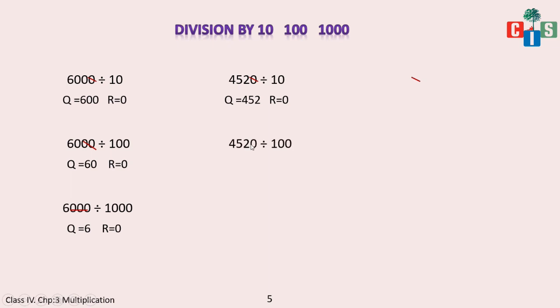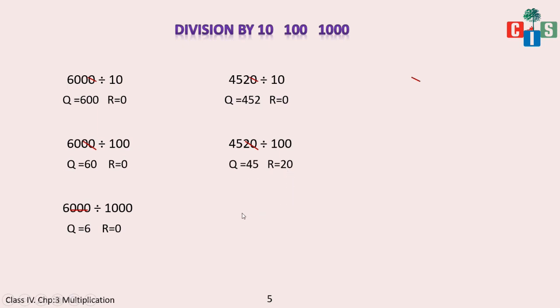Now 4520 divided by 100. 100 has 2 zeros, so what you do? You have to cut that number of digits. So I'll cut 2 digits here. So my quotient will be 45 and the remainder will be the leftover, that is 20.